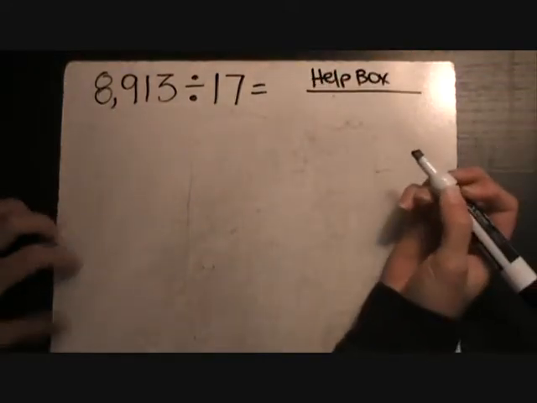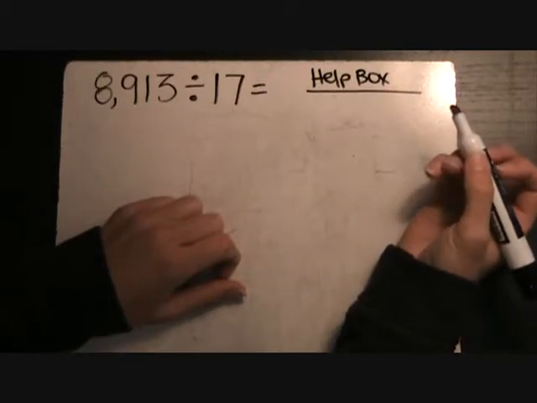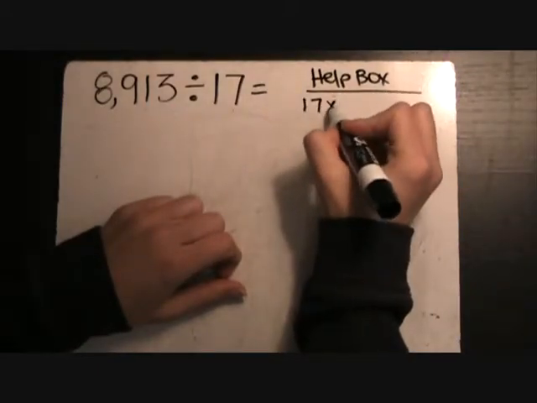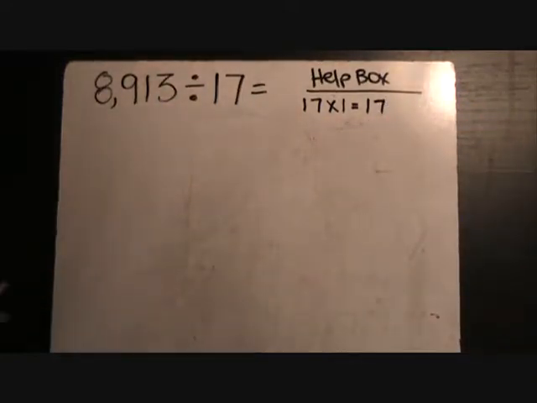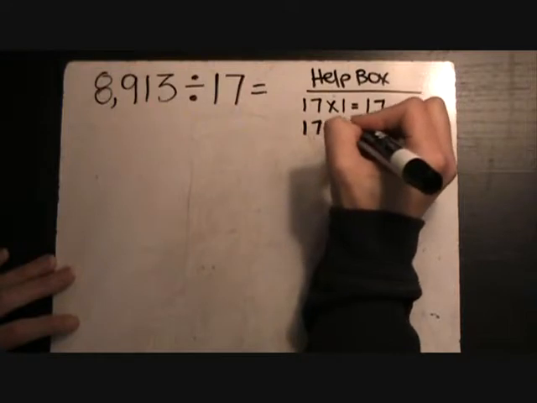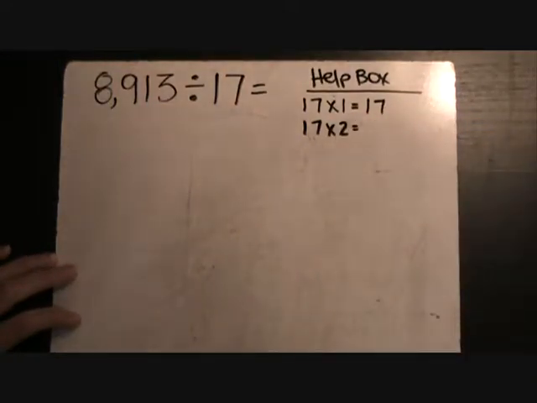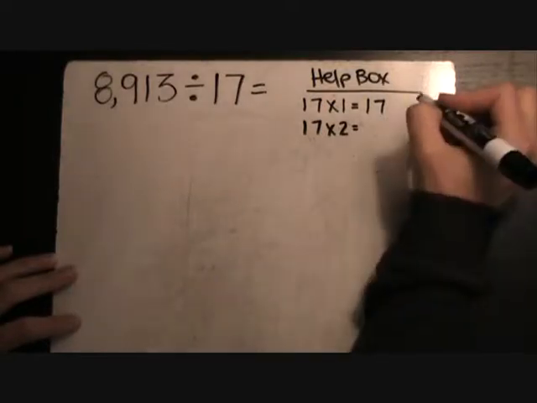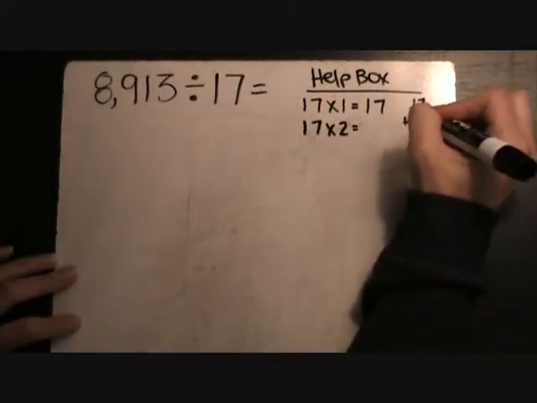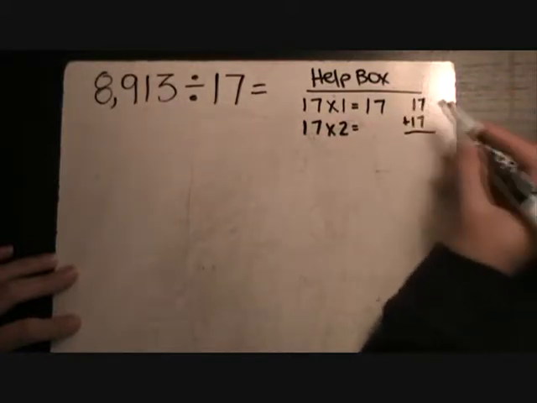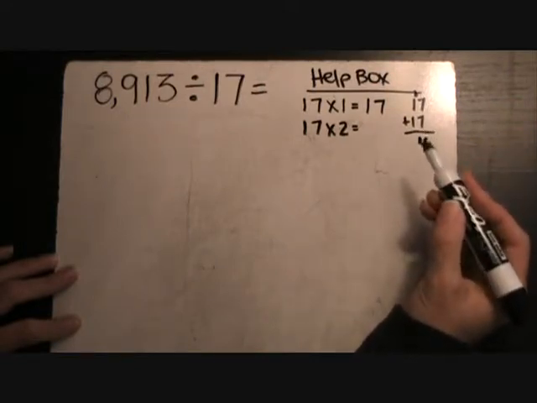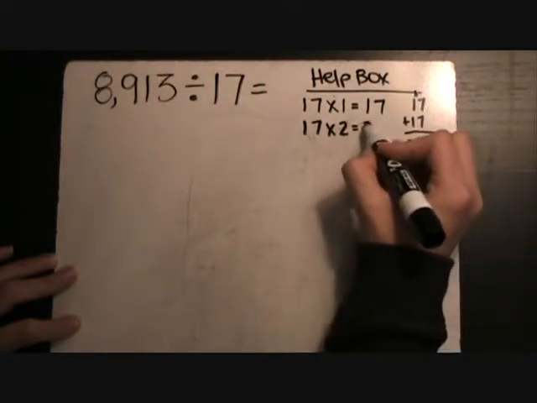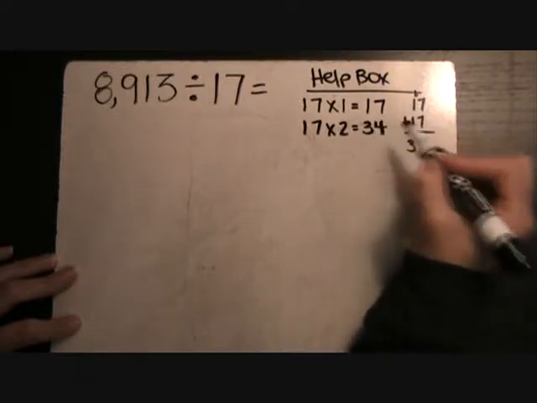And under my help box, I'm going to list out my 17 times tables that I know and that are easy. So 17 times 1, I know is 17. 17 times 2, I may not know, but if I know that anything times 2, I just add it twice or use the doubles facts, I would get my answer. So I come over and say 17 plus 17. 7 plus 7 is 14. Put your 4 down, carry your 1. And 1, 1, and 1 gives me 3. So 17 times 2 is 34.